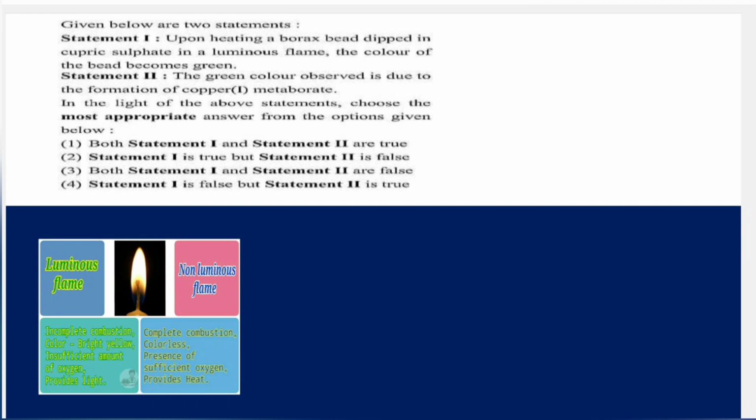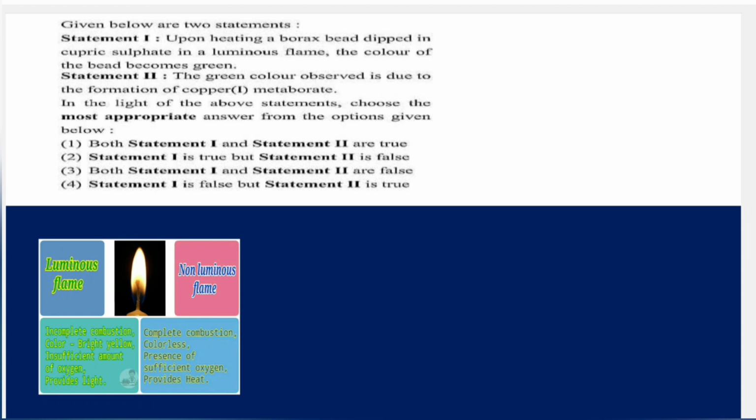So first of all, the copper sulfate with boric oxide. Before that, the borax bead test. What is meant by the borax bead test? See, a metal salt like copper sulfate in presence of boric anhydride forms the metaborate of the metal, which gives different colors in oxidizing and reducing flames.